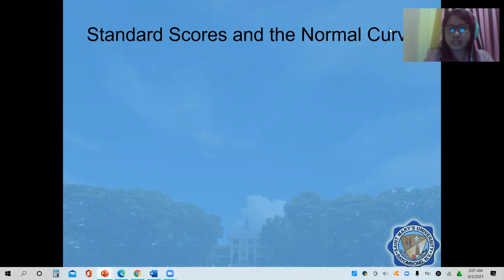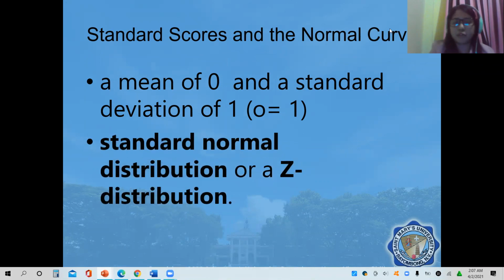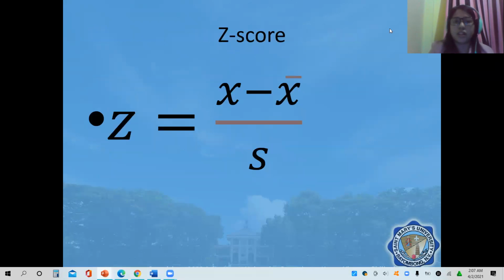So what is a standard score? If the mean is equal to 0 and the standard deviation is 1, we say that it is a standard score, or it is in a Z distribution. It is also called the standard normal distribution, or Z distribution, or simply Z score. This is the formula for z-score. What we need to compute the z-score, or the standardized score, is the mean and the standard deviation. There's no way for us to compute the z-score if we do not have the value of the mean and the standard deviation.